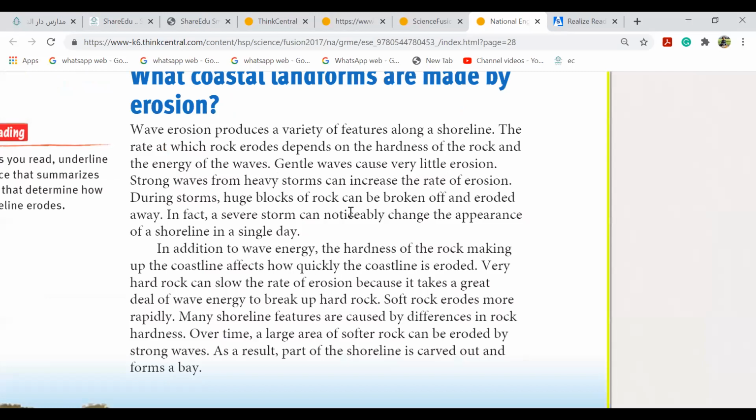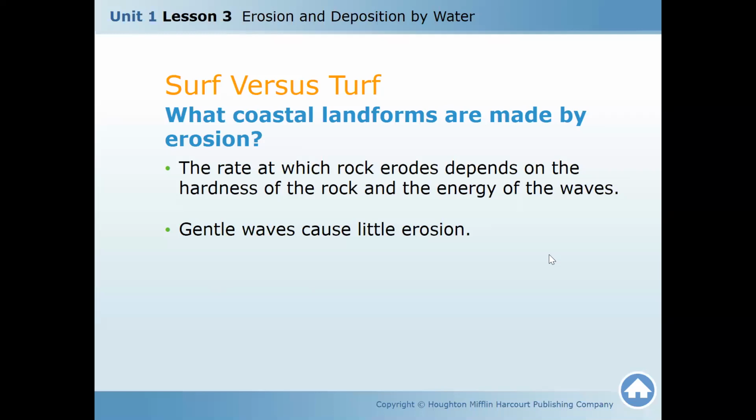What coastal landforms are made by erosion? The rate at which rock erodes depends on the hardness of the rock and the energy of the waves. Girls, first of all, tell me what is the meaning of rock erosion?